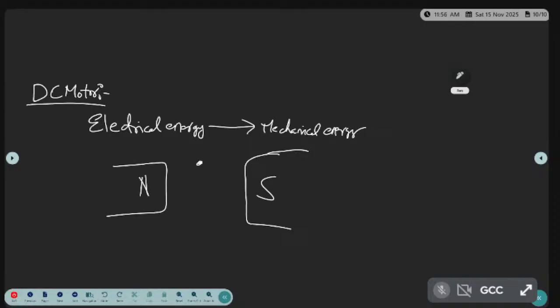A current carrying conductor placed in a magnetic field. Okay, the magnetic field is available. For the generator, we rotate the conductor, then EMF is generated.